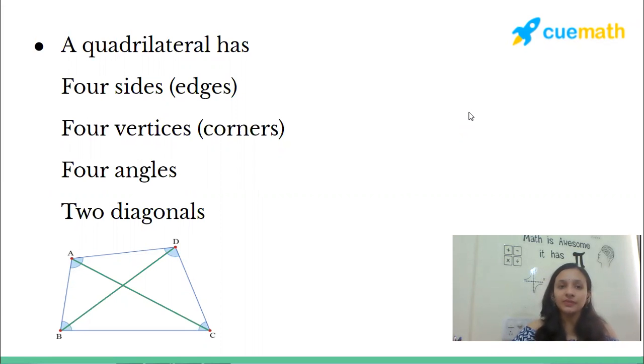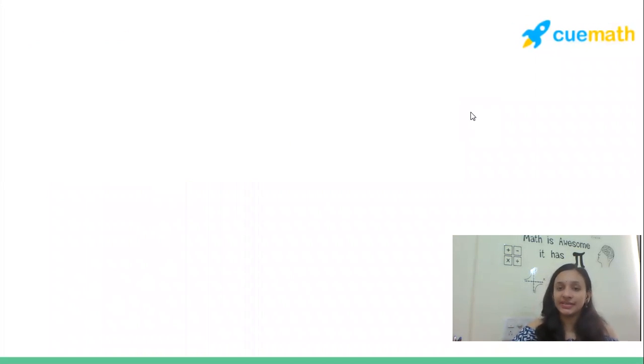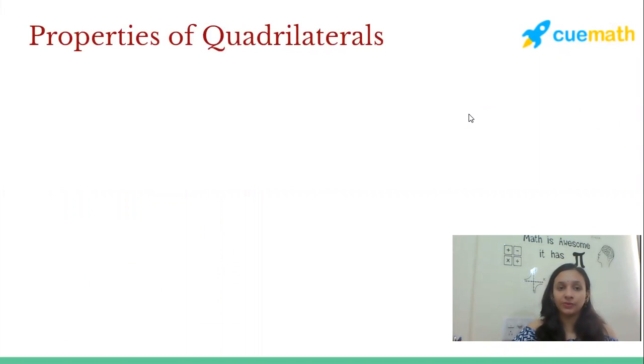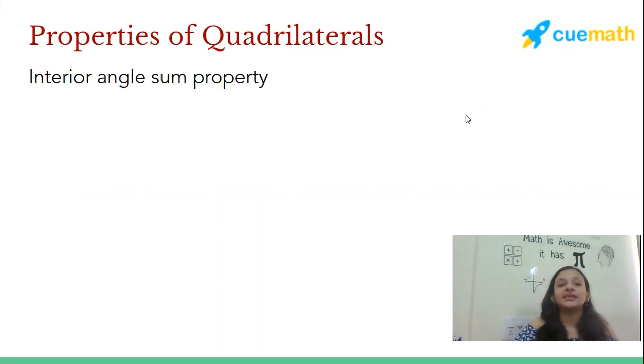Now we'll go on to the next part, talking about the properties of a quadrilateral. The very important, very basic one is the interior angle sum property. Now this comes in the same line as the interior angle sum property of a triangle.